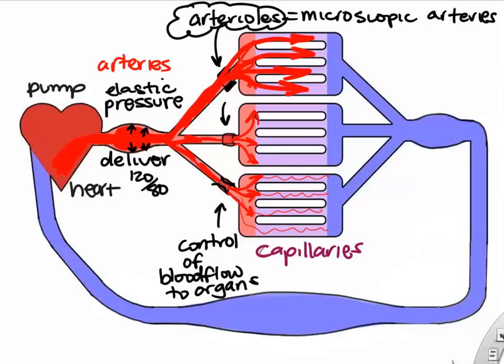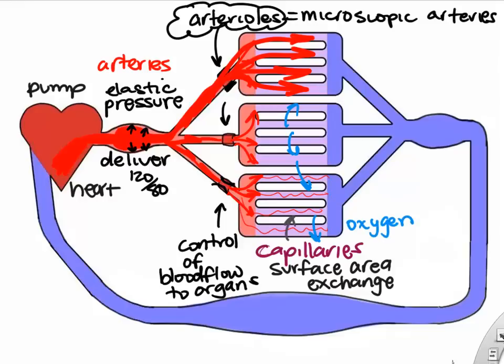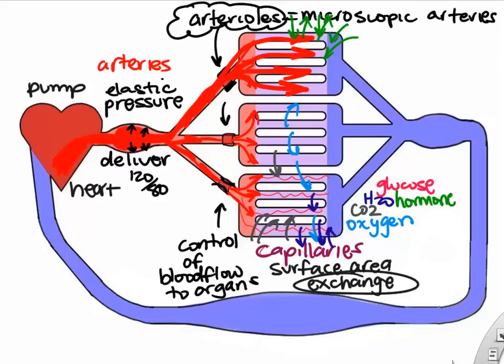Blood flows from the arterioles to capillaries. Capillaries have the highest surface area in the circulation, so we get lots of exchange and diffusion in our capillaries, things like oxygen and CO2, water, ions, glucose. Even hormones move in and out of our circulation within the capillaries.